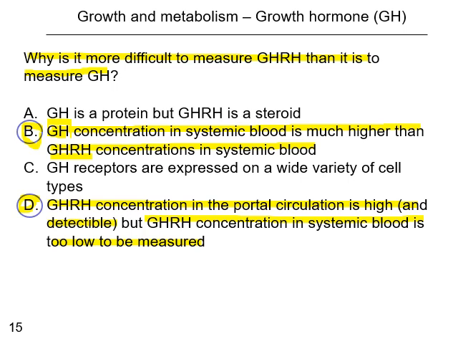It's diluted. Let's look at the ones that are not right. Growth hormone is a protein, but GHRH is a steroid. No, that's not correct. GHRH is a protein also. GHRH receptors are expressed on a wide variety of cell types. Well, that's a true statement, but it doesn't have anything to do with the difficulty to measure it. Difficulty to measure it has to do with the concentration in blood, not the receptors. So this is a trick question because this is a true statement, but it is not the answer to the question.